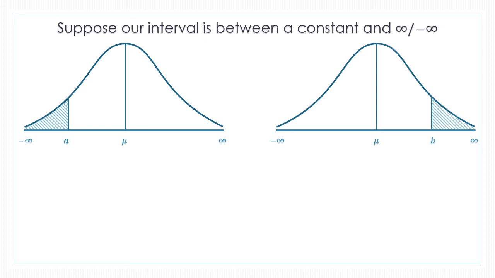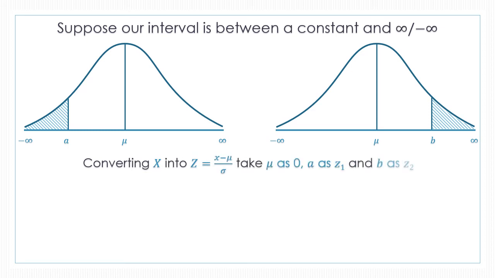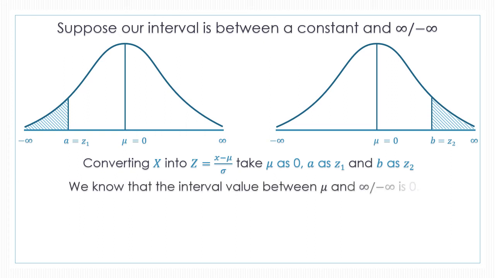Now these are the probabilities which I need to calculate. Once again, there is no central value here. Converting mu, a and b into 0, z1 and z2. Look at the figure properly. See, I have just put the values: a as z1, mu as 0, b as z2. So now what I need to calculate first is the infinity value and a value, b value and infinity value, and I don't have any zeros in there.